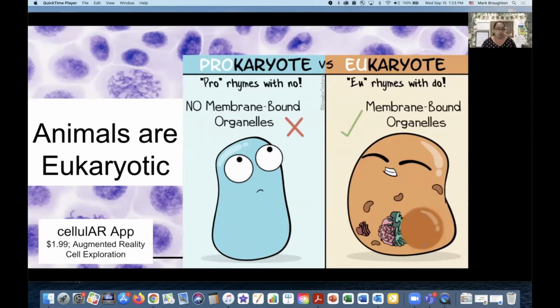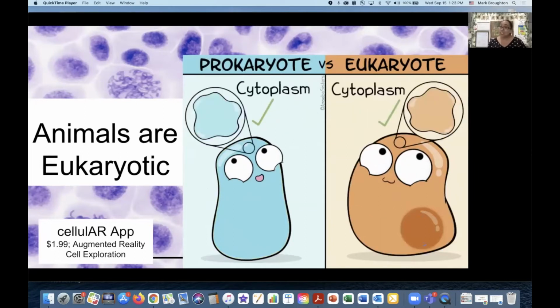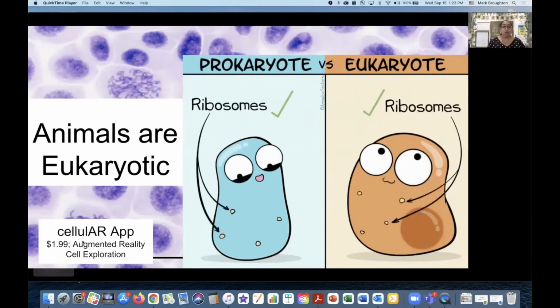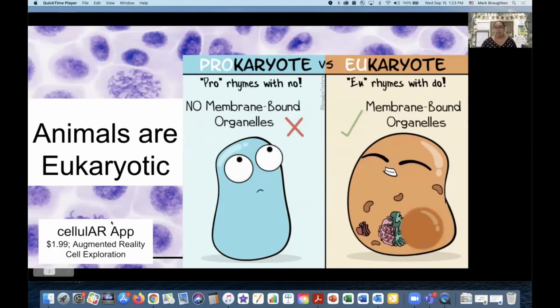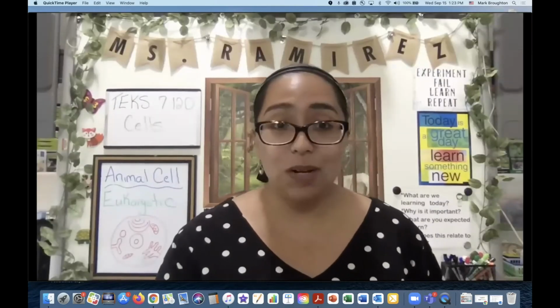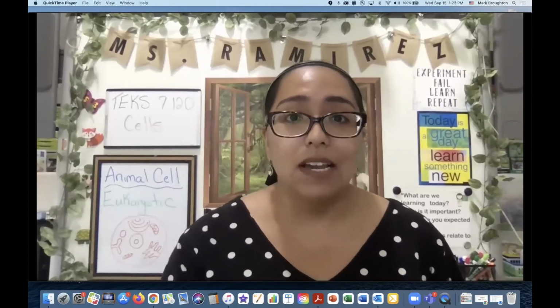What I'm going to do is switch to my iPad because we're going to do an augmented reality exploration of an animal cell. This is using the Cellular app for Apple. I'm going to go ahead and stop my computer screen share and screen share my iPad. It might take me a little while to get that iPad screen share going.